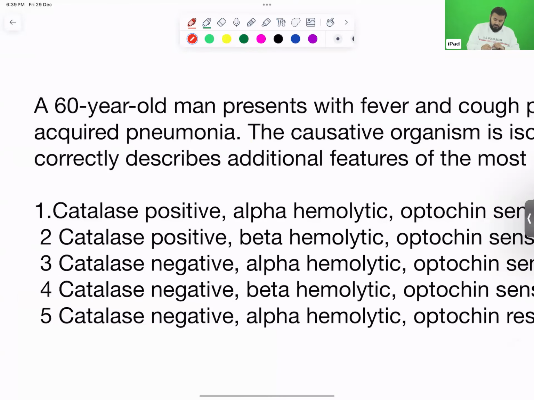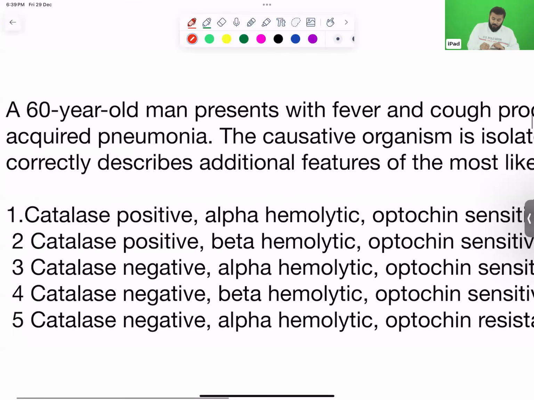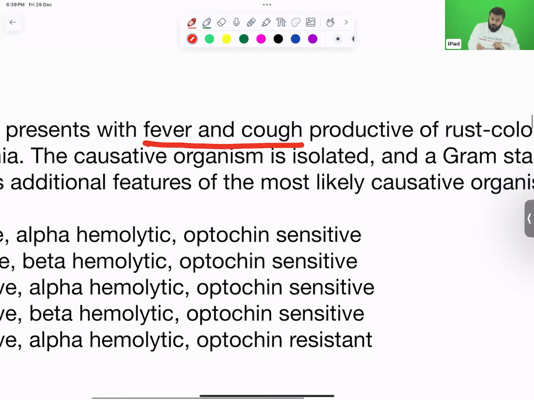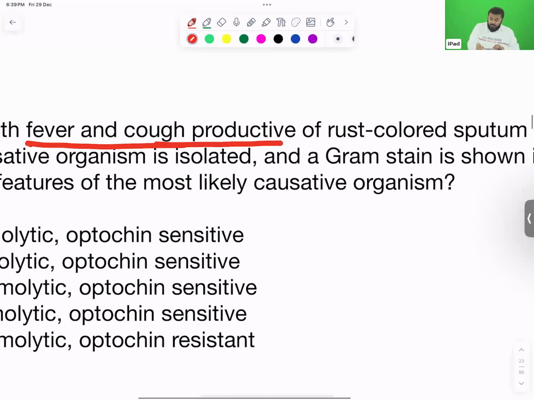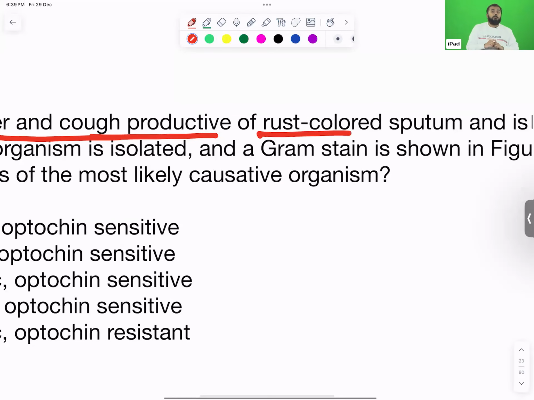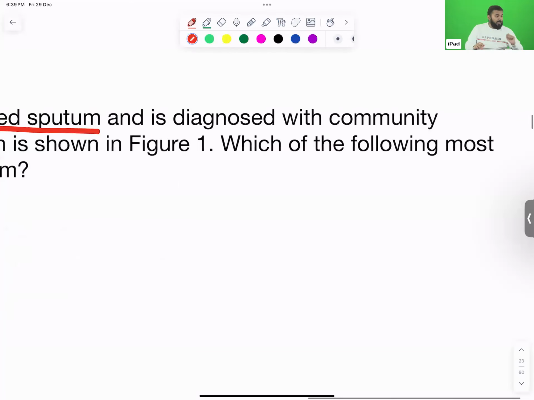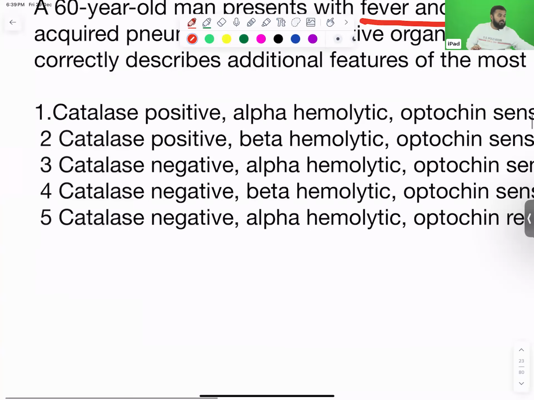A 60-year-old man presents with fever and cough. He is having a productive cough. Productive cough of which color? Rusty colored sputum. The patient is having rusty colored sputum and is diagnosed with community acquired pneumonia.